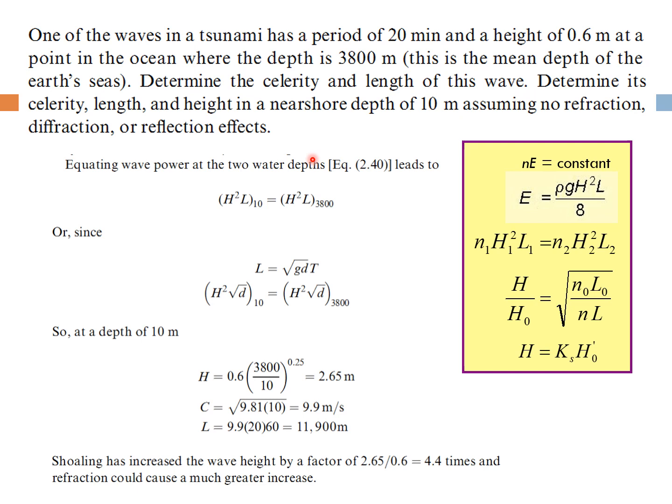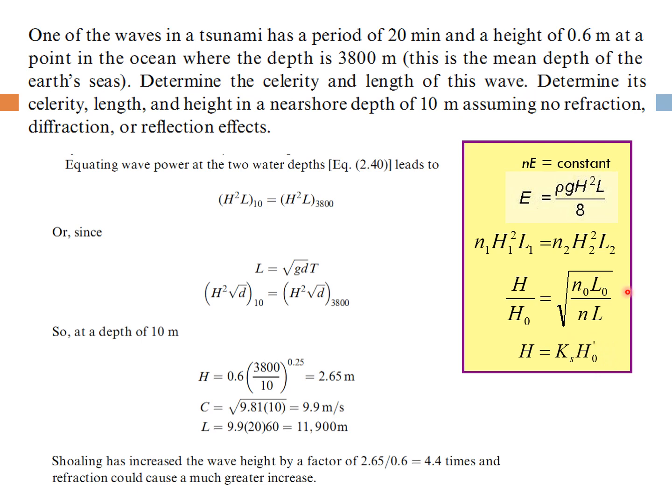So in order to consider that, we just want to make a quick recap about shoaling. Remember that N times E is a constant. E is the wave energy given by this expression. N is the ratio of the group celerity to the wave celerity. If we substitute this expression inside, we get something like this, and we can rearrange it into this form and eventually write it in this expression, which allows us to find the wave height in the nearshore region compared to the wave height in deep water.